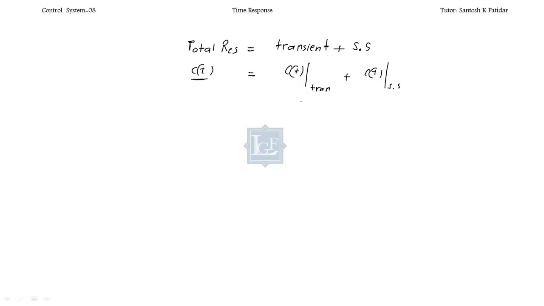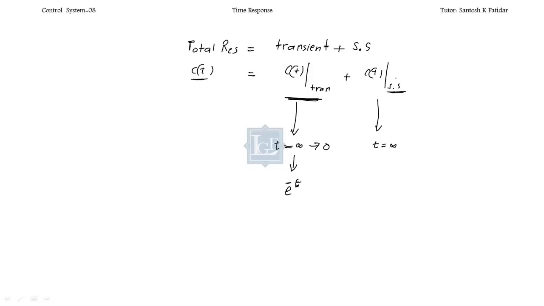For the transient response we have seen that at t equal to infinity it will become 0. At t equal to infinity, or at very large time, we get the steady state response. This steady state time response we get at t equal to infinity. So if your response becomes 0 at t equal to infinity, definitely it will have exponential terms, correct?